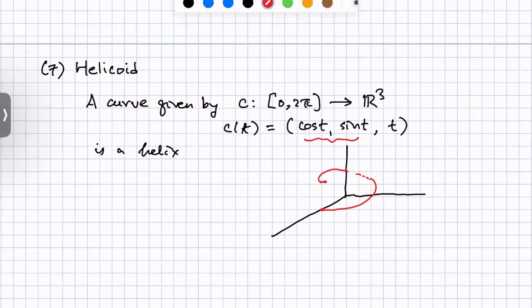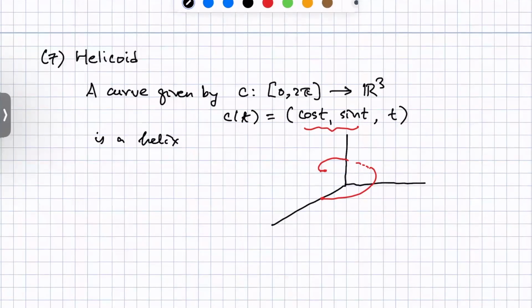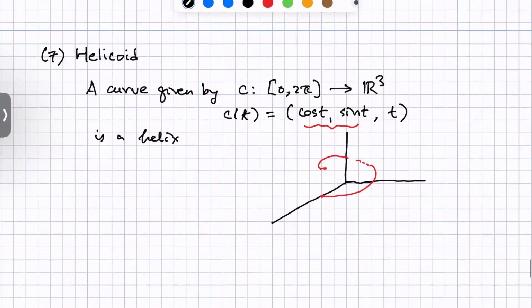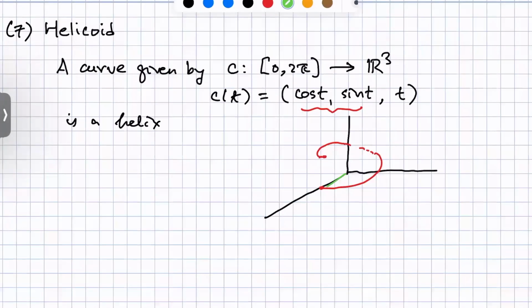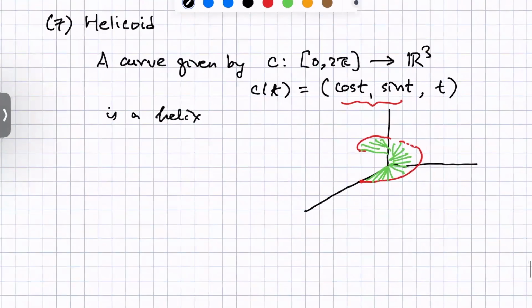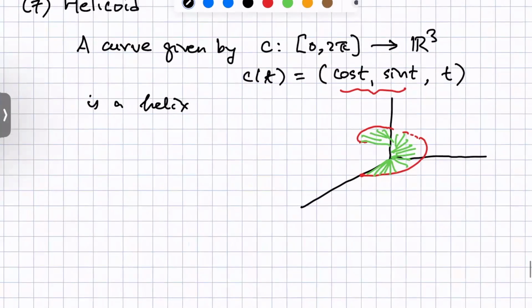Now, a helicoid is a version of the helix, except that what you're going to do is fill in this thing right here so it looks like a slide. Okay. So a helicoid has sort of a boundary that looks like a helix, but the interior is attached to the z-axis. And so a helicoid looks like the following.